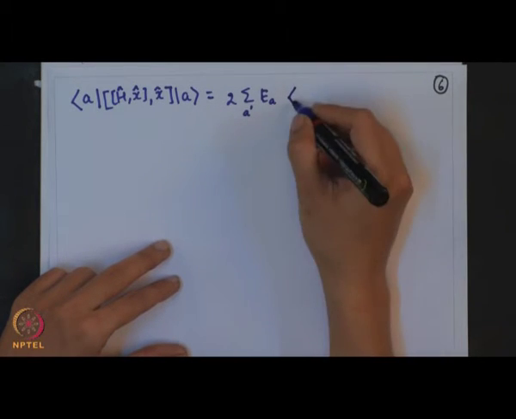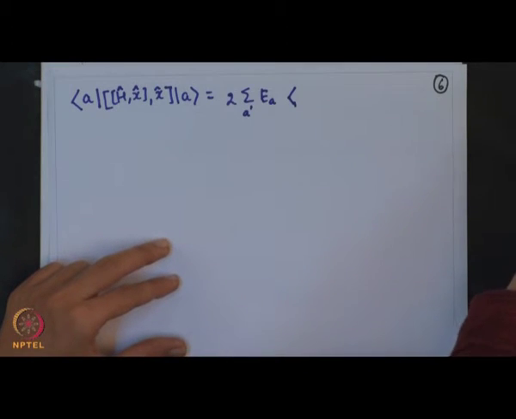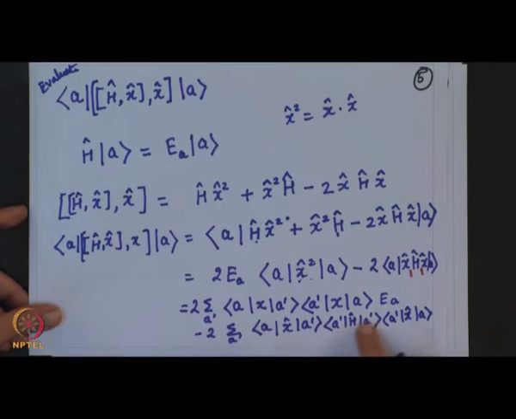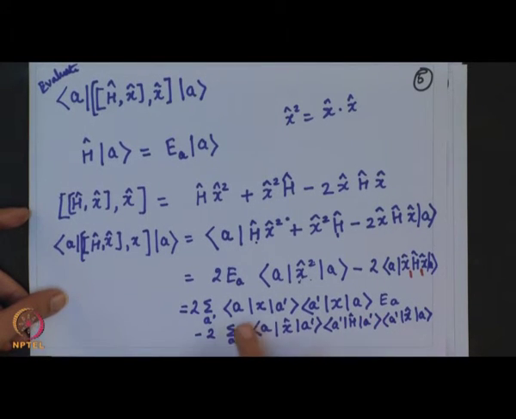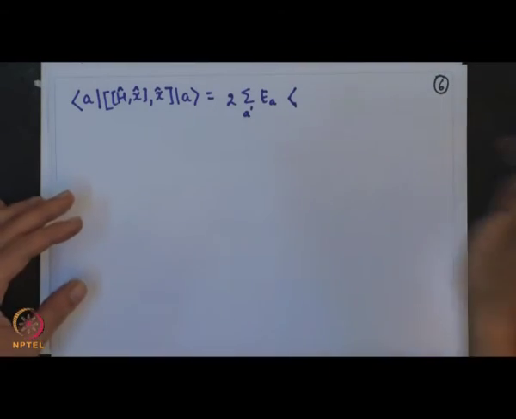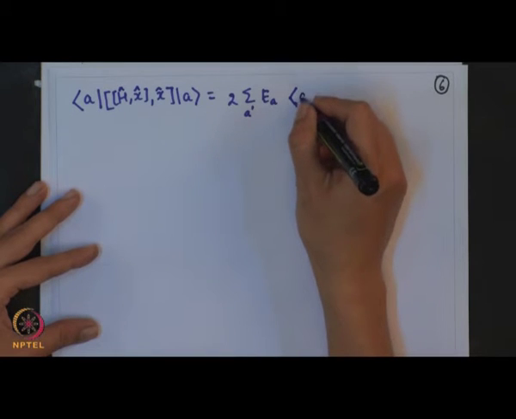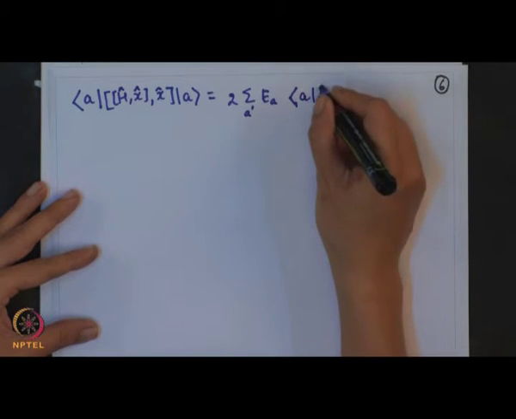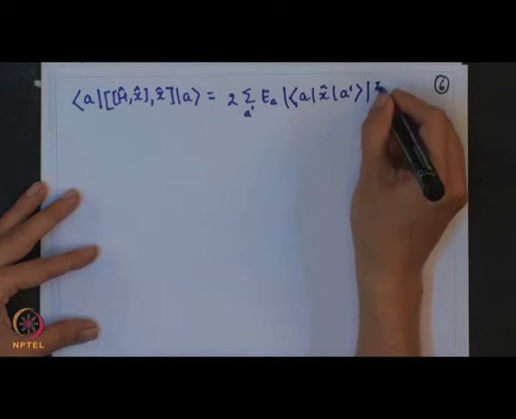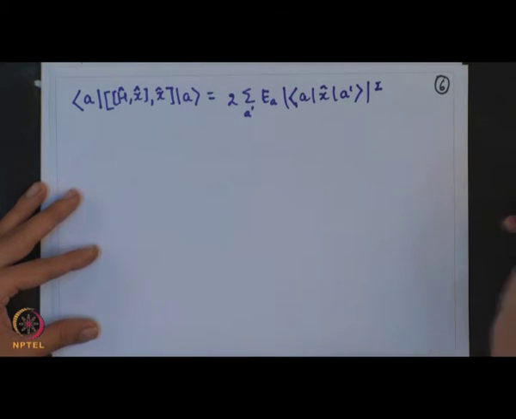I can write this expression as a square. You can write this entire term as a square. It is like calculating the norm. A x A prime squared. This was the first term.